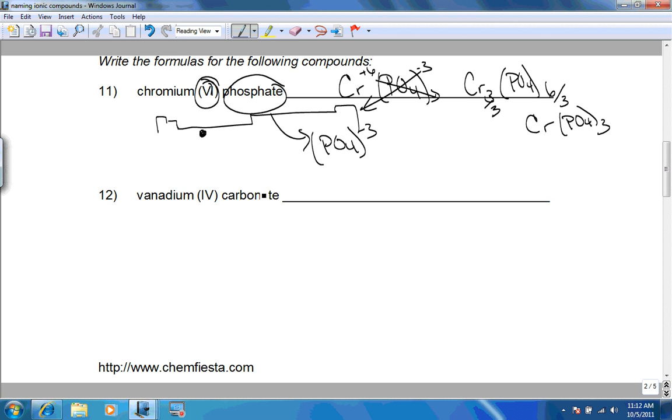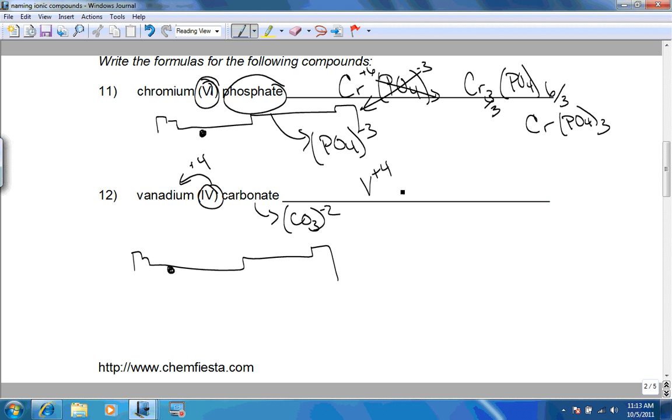Vanadium 4 carbonate. Carbonate is CO3 with a -2 charge. It's a polyatomic ion. When we look on the periodic table, vanadium is right here. You cannot determine the charge of vanadium by looking on the periodic table. That's why the charge is given to you as a Roman numeral. So that 4 there means that the vanadium is a +4 charge. Carbonate is CO3 and it has a -2 charge.